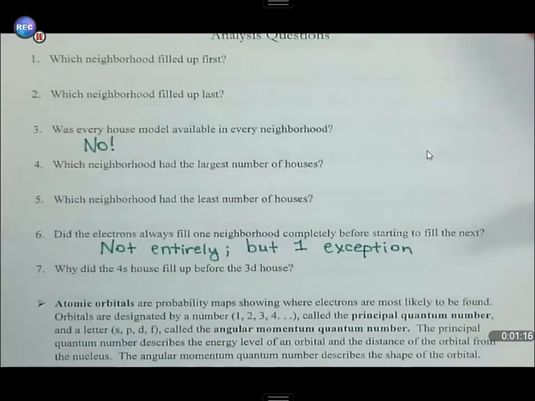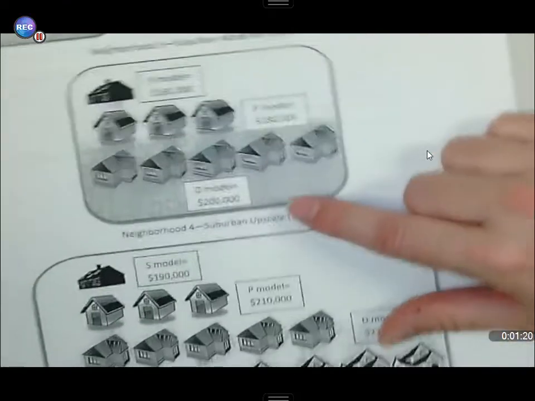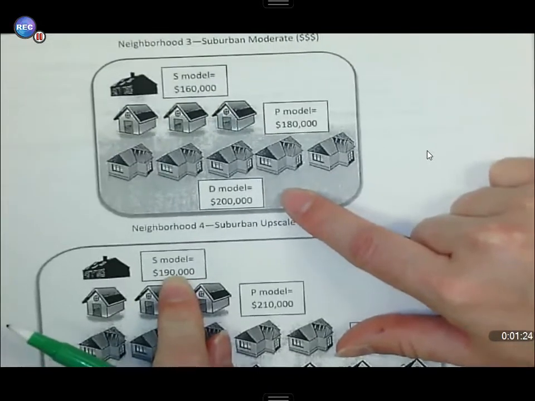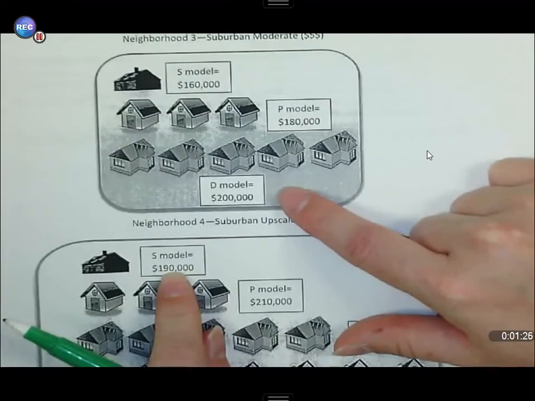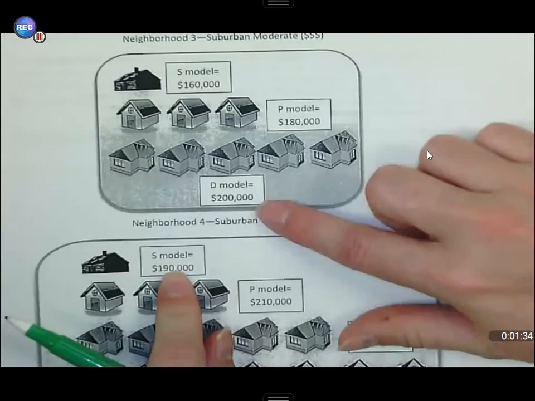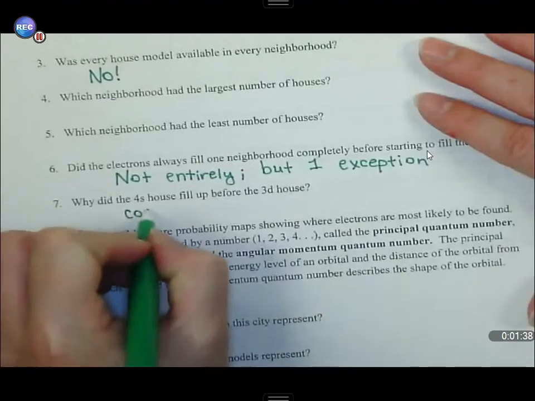Why did the 4S house fill up before the 3D house? Okay, well, if you look at the 4S and the 3D, the 4S is 190,000. The 3D is 200,000. This is less energy than this. So it's going to go for the less energy one first and then move on to this one. So in this case, we're going to say it costs less.